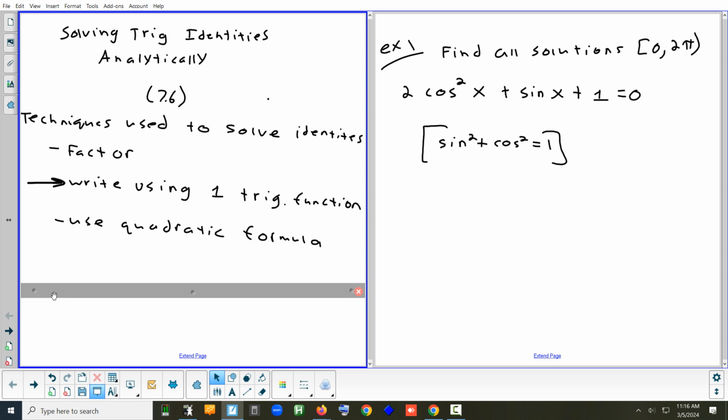So let's try the first one. 2 cosine squared x plus sine x plus 1 equals 0. Okay, I've given you a hint in brackets down below at what identity you're going to need to use in this problem.